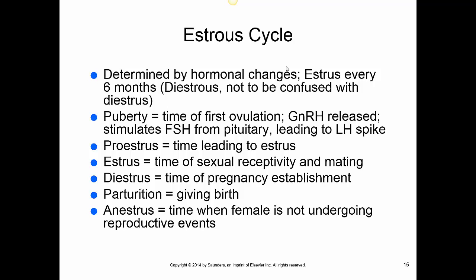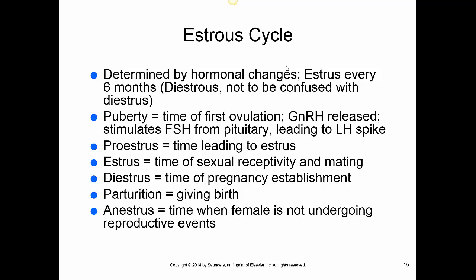And usually what happens is somewhere around 6 or 7 months in dogs, you're going to get a spike of GnRH that's released, that's going to stimulate follicle stimulating hormone from the pituitary. The increased follicle stimulating hormone is then going to lead to spikes in the luteinizing hormone, which is then going to cause ovulation. The timing in dogs is not really related to one estrus cycle to the next. Like I said, it's usually timed about every 6 months.